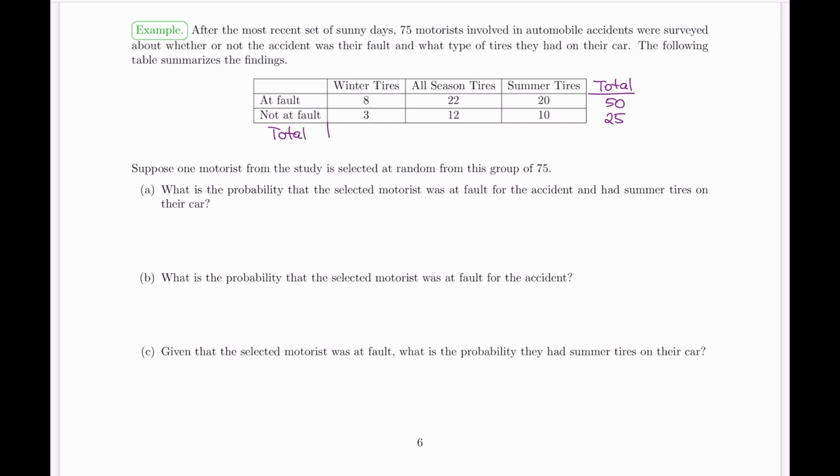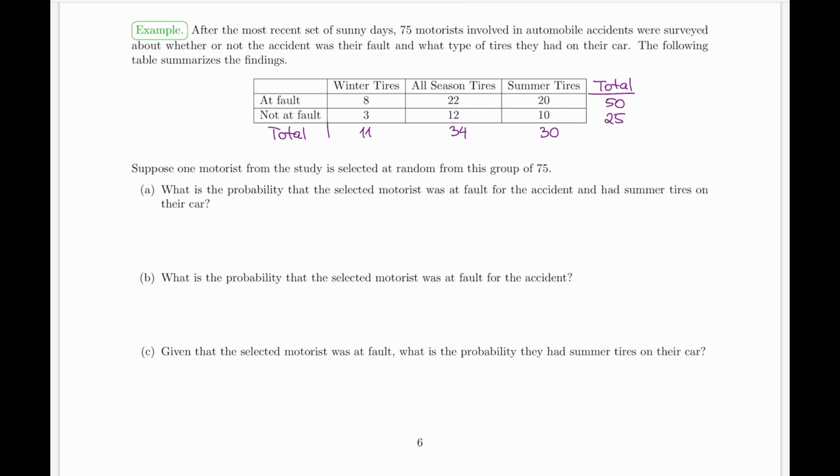Again, not accounting for what tires they had. We don't care about the tires. We don't care about whether they're at fault or not. We only care about the tires. In this column, we only care about motorists with all-season tires. 22 plus 12 is going to be 34. And finally, last column, summer tires, is going to be 30 in total.